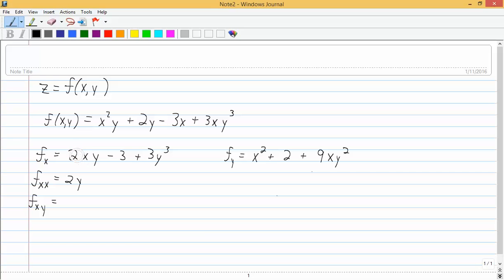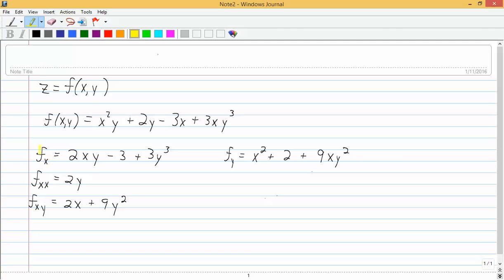All right, so we go up here and we do that, and so that's going to be 2x, right? The derivative of this term with respect to y is just 2x. That's going to be 0, and then that's going to be what? Plus 9y squared. All right, so we have done half of the second partial derivatives.